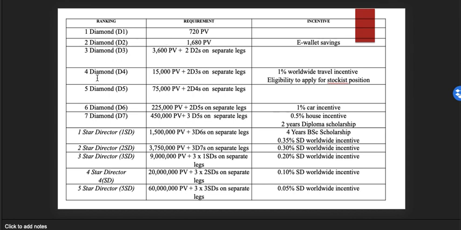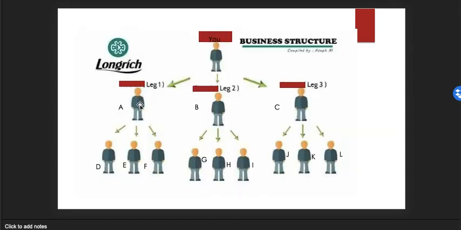For you to be a diamond 4, the total PV must be 15,000, but you must have 2 D3s on 2 separate legs. Now remember again, that means this person must be a D3. Now it doesn't have to be A that's a D3. E might become a D3 because E has 2 D2s under him. A cannot become a D3 because E has 2 D2s. D, there's no D2. F, there's no D2. E cannot become a D3, but E can be a D3.